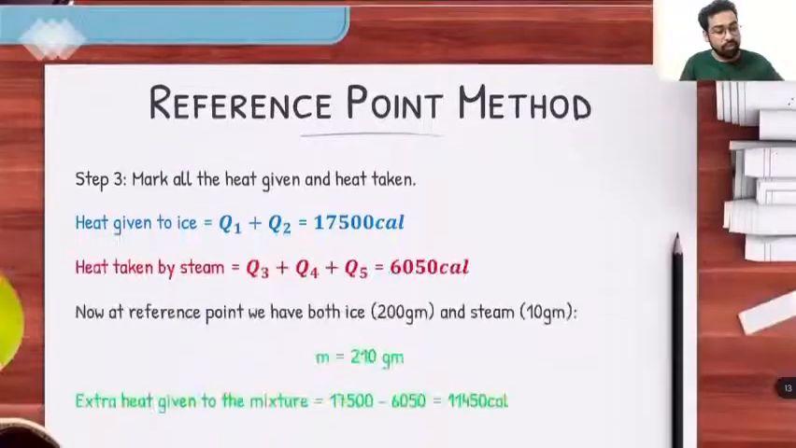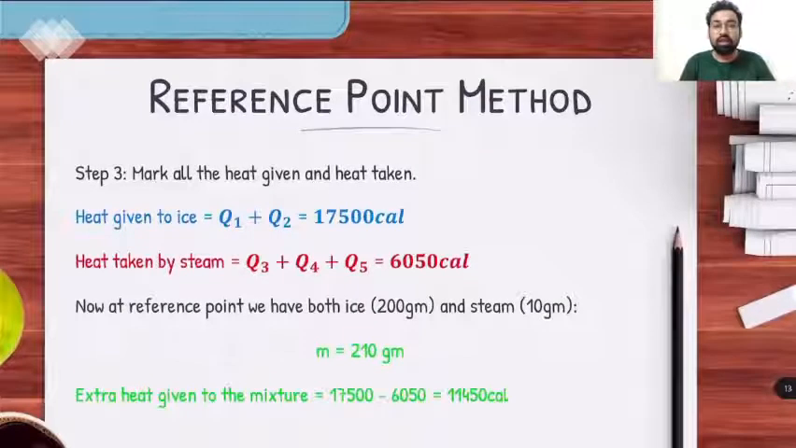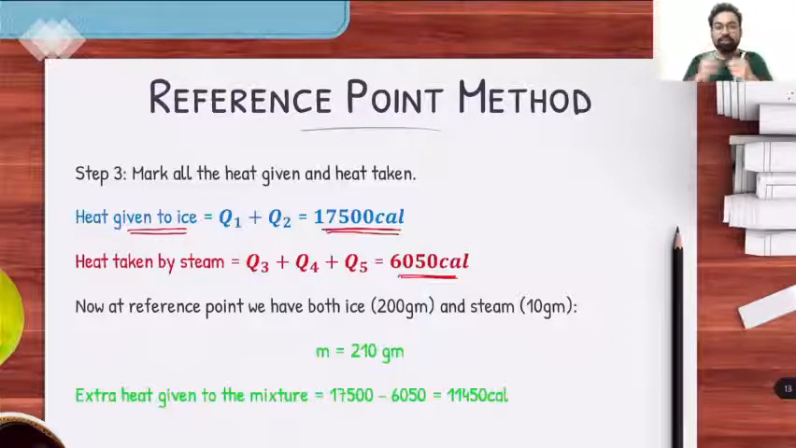Now, what are we saying over here? What is the total heat that we gave to ice to make sure it came to the reference point? We gave it Q1 plus Q2, that is 16,500 plus 1000. It's around 17,500 calories, right? If you talk about steam over here, you can say that three heats were added over there. The summation of the three heats came out to be 6,050 calories. There is a deficit between both, right?